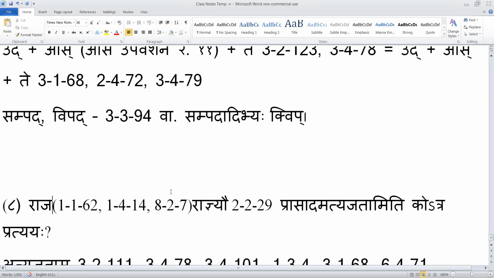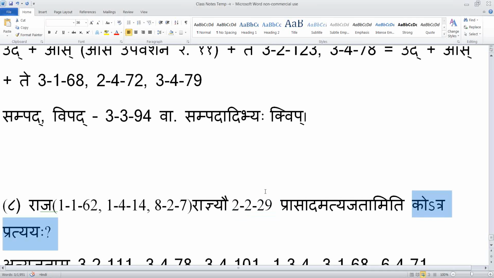So Raja Rajnyoh is Itaretara Yogaha, straightforward, it is Dvandva Samasa, Chartya Dvandvaha, so Raja Cha Rajni Cha, Raja Rajnyoh. So Rajan plus Su, Rajni plus Su, so the iti and the quotation, the fact that the king and queen have left the palace, what is the proof in this matter?